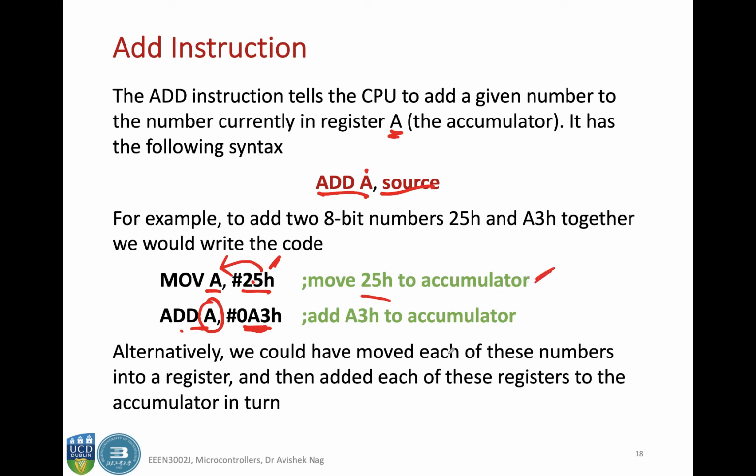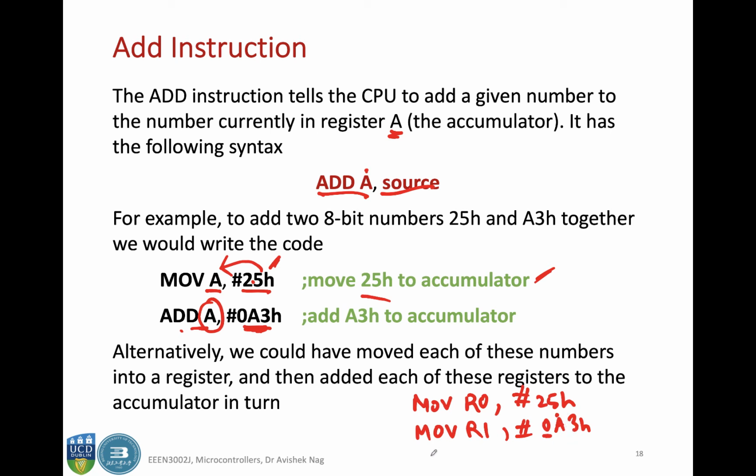Alternatively, we could have moved each of these numbers into a register and then added each of these registers to the accumulator in turn. So you could have written your code like this. Let's say move R0, you are moving into register R0 this number 25H, and then you move to another register R1 the other number, which is this. Notice how I use a 0 here, because the leftmost is a letter.